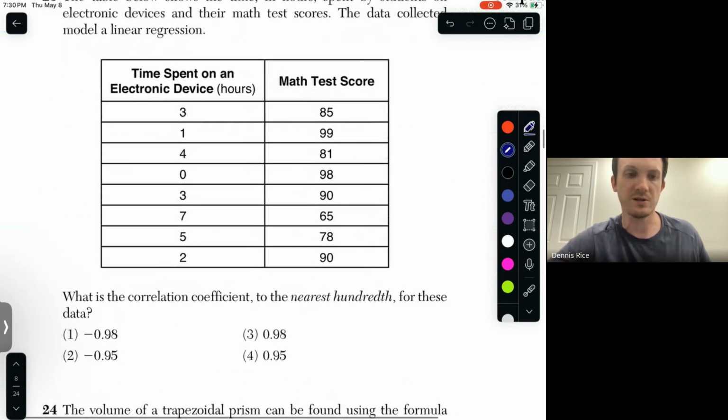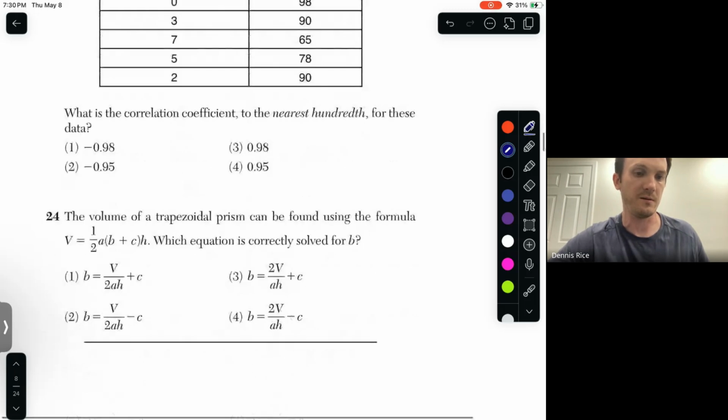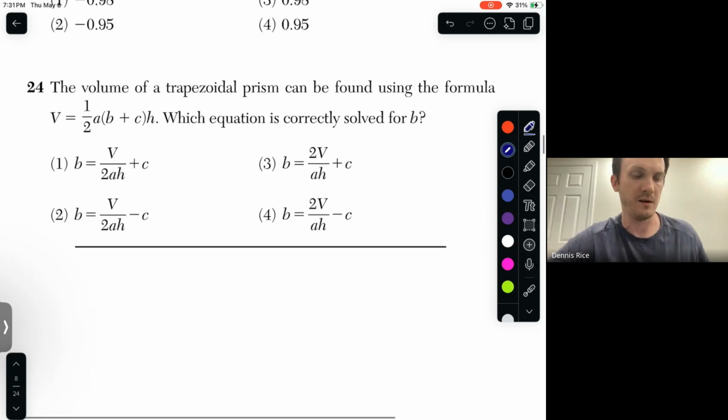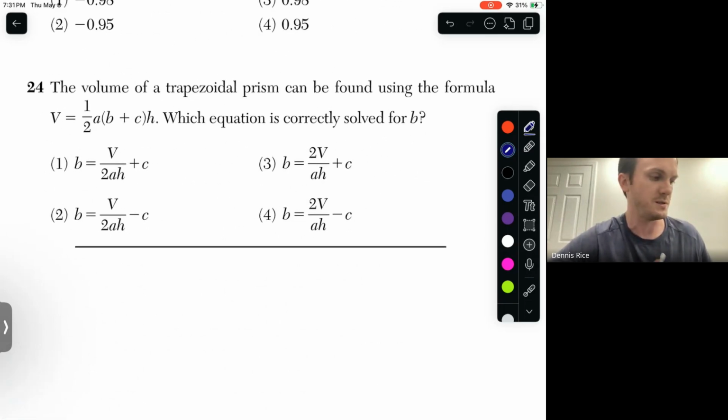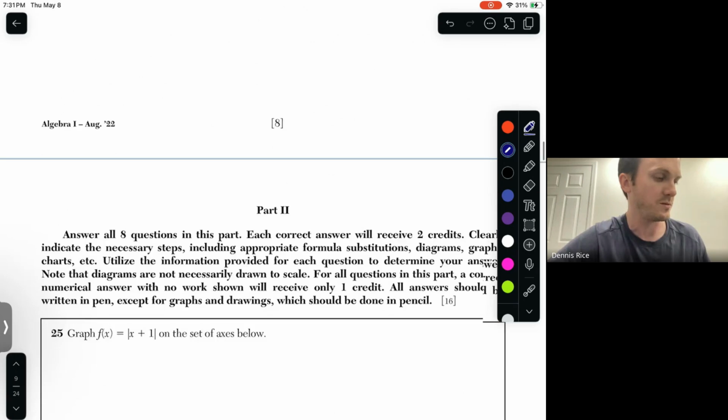A correlation question I see here, right? We should know how to do that now. That's that R value on our calculator. A literal equation that came up on the mock was one of our lowest scoring questions. My students last year, also probably on the mock, a lot of people got 22 wrong. A literal equation. But we'll draw the line here.